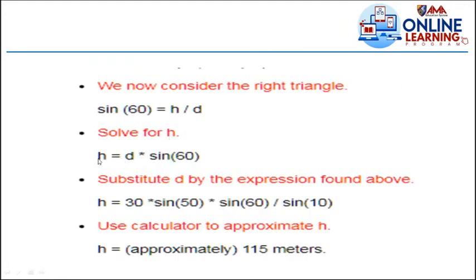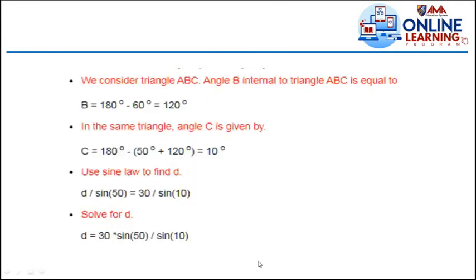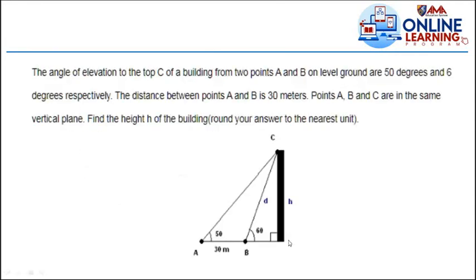Solving for h, h is equal to d multiplied by sine 60. Substitute d by the expression found above. So h is equal to 30 multiplied by sine 50 multiplied by sine 60 divided by sine 10. By using your calculator to approximate the value, the height of the building is equal to 115 meters. So that is now the height of our building.